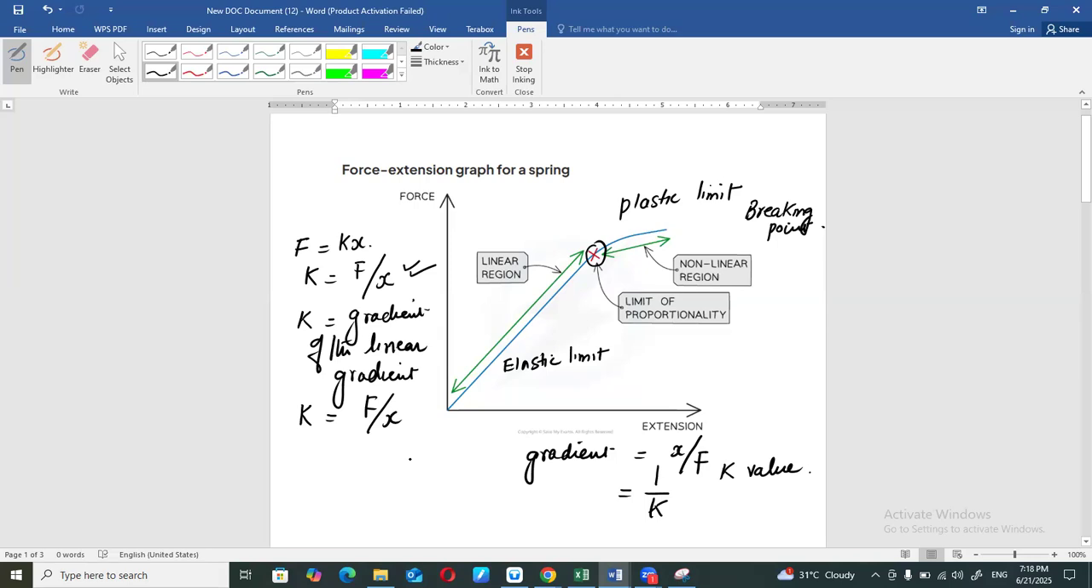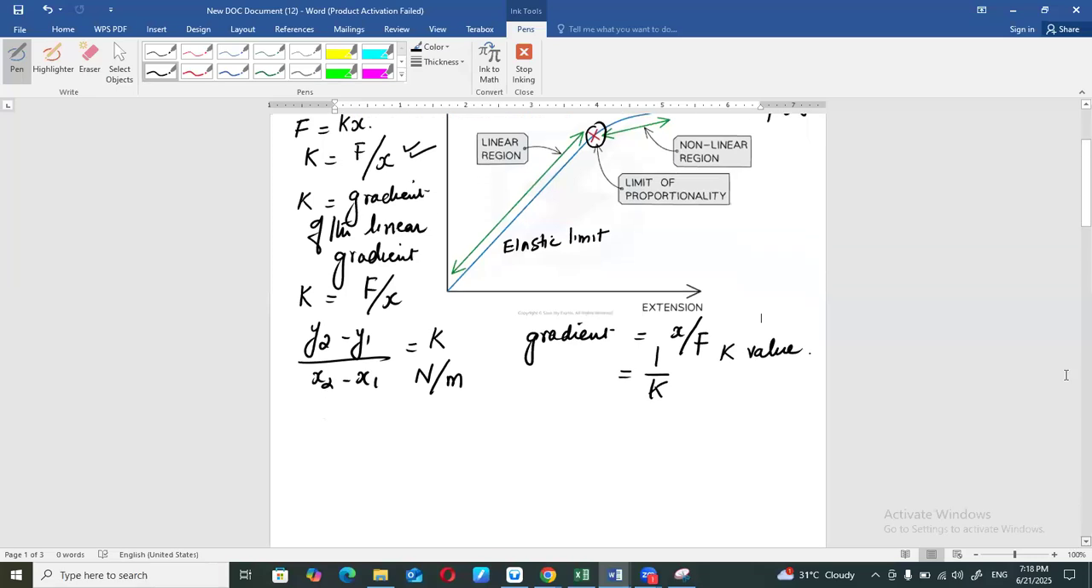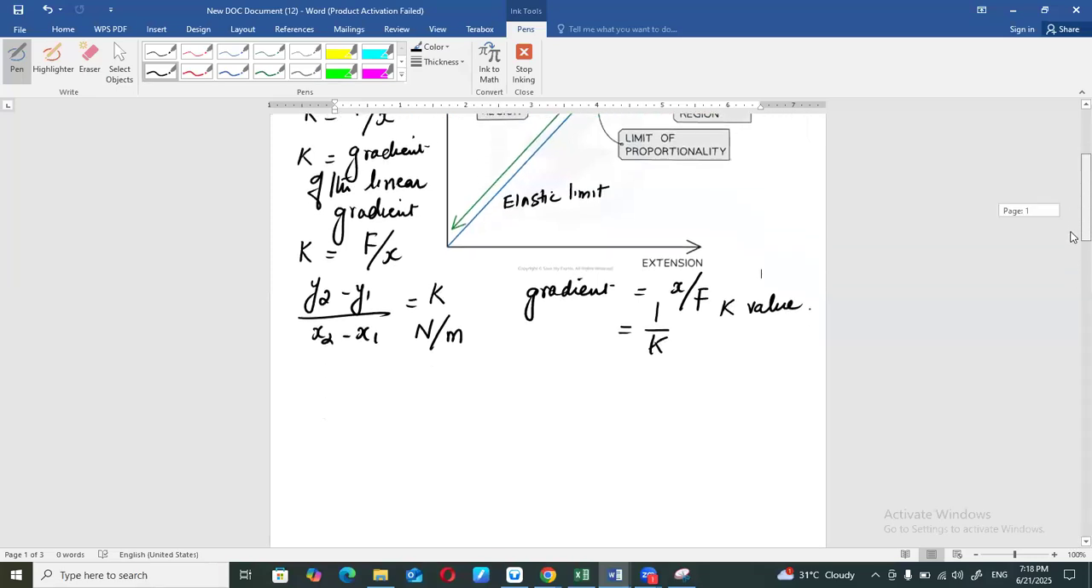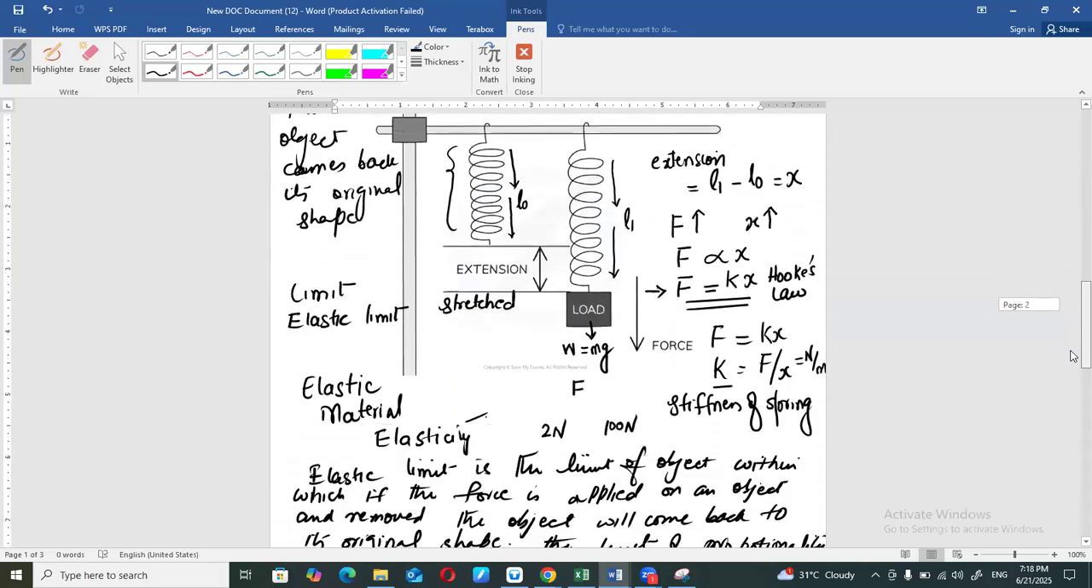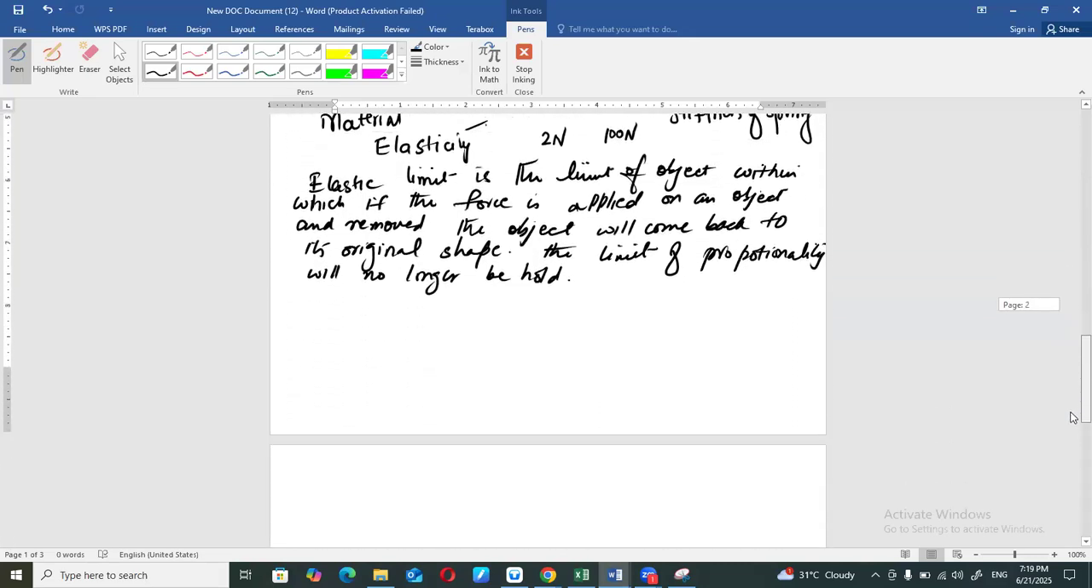So technically speaking, if you've been given 2 points on it, you can simply find out the gradient, which is y2 minus y1 divided by x2 minus x1, right? That is how you find out the K value. And what is the unit for K? Newtons per meter, right? Now, let's solve one of the questions so that you will understand what kind of questions come for this Hooke's law.